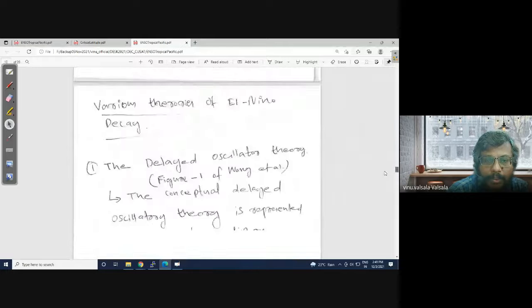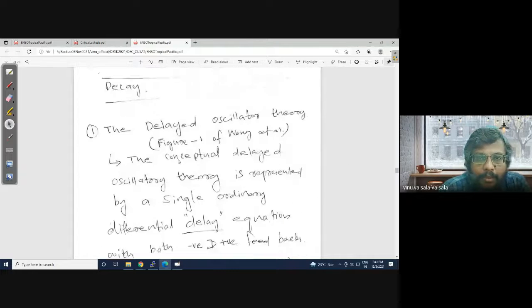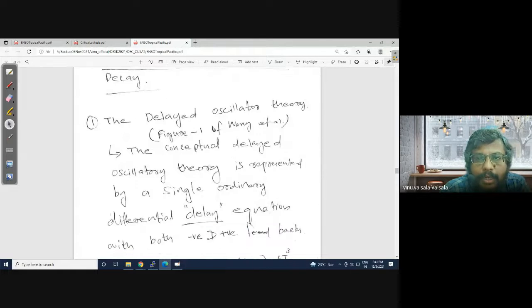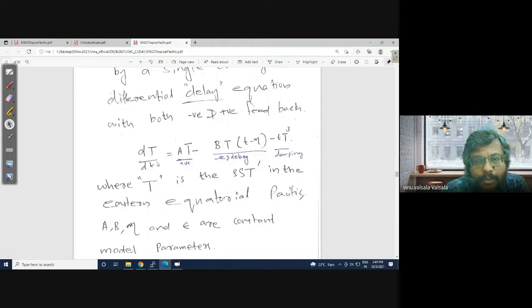For example, there is a delayed oscillator theory equation also. This is the equation. So among various theories of El Nino, the delayed oscillator theory says that the conceptual delayed oscillator theory is represented by a single ordinary differential delay equation with both negative and positive feedback. So this is the equation. Let us examine what the terms are. What is this? dT/dt, where T is the SST anomalies in the eastern equatorial Pacific. This is only a single-variable equation. T is the SST anomalies in the equatorial Pacific, which represents El Nino or the Nino index.